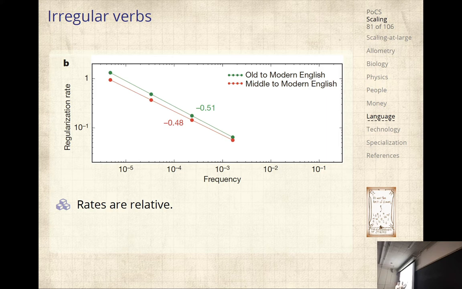So this is going to be and to have out here. And this is as you go from these three different eras, so old to middle to modern, and then middle to modern. I guess they've used both there. This is the rate of regularization.